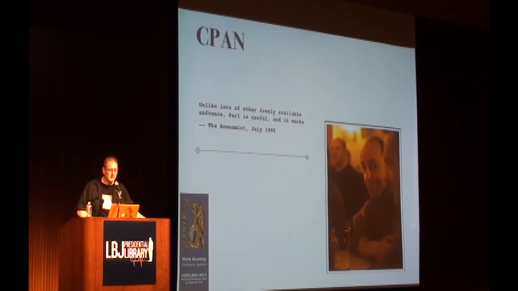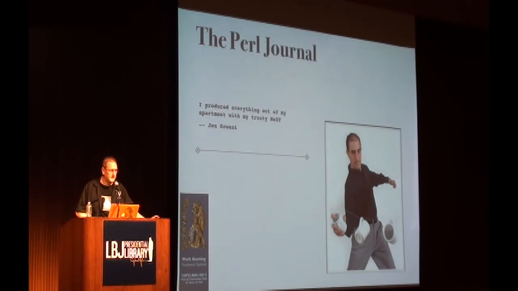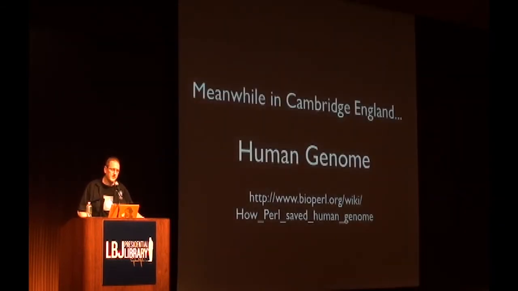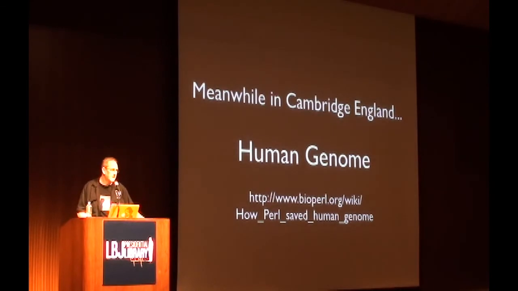In the same year, the Perl Journal started with 400 subscribers, though their first publication is not until the next year, which is 1996. And in 1996, Perl did something fantastic. Perl saved the Human Genome Project.